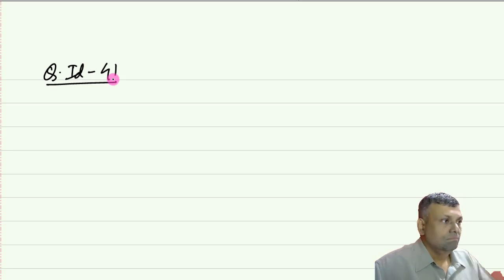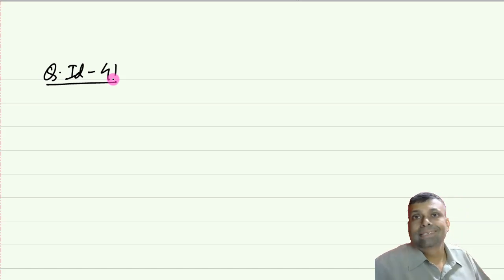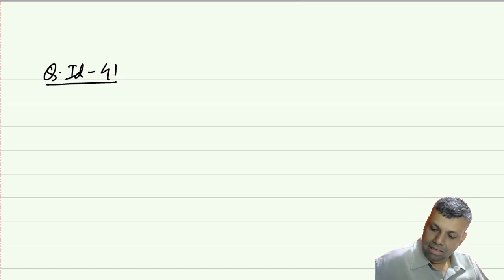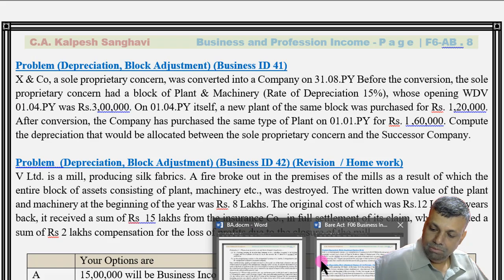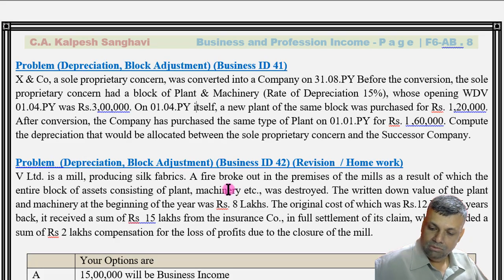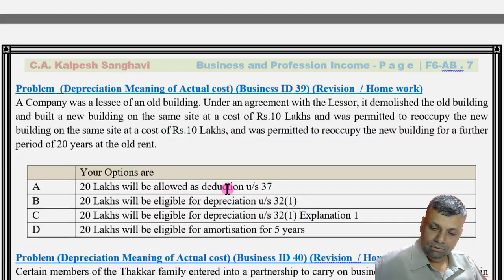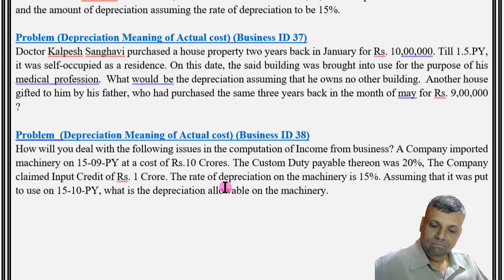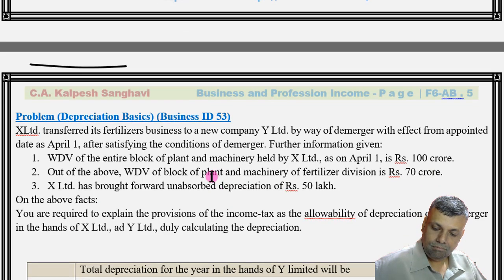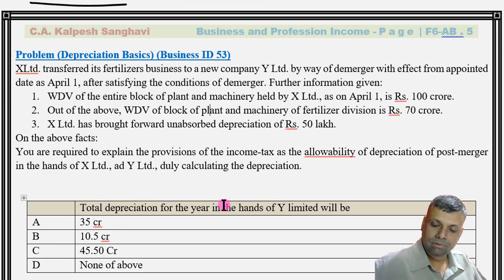Now friends, in this particular situation, the entire block of asset has not been transferred. So for example, if there was a demerger in one of the previous questions, I'll just show you that particular question because you should understand the difference in the treatment. And this is the conceptual clarity I told you about.